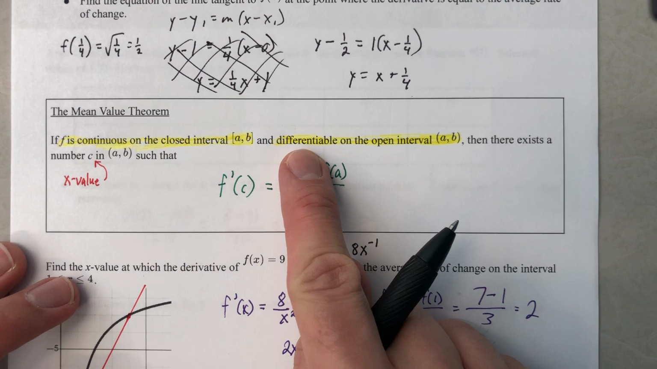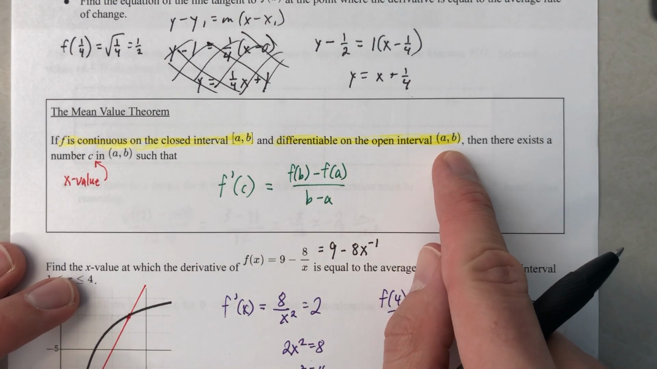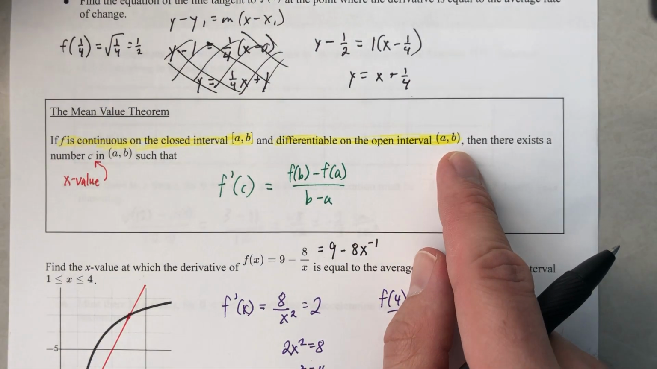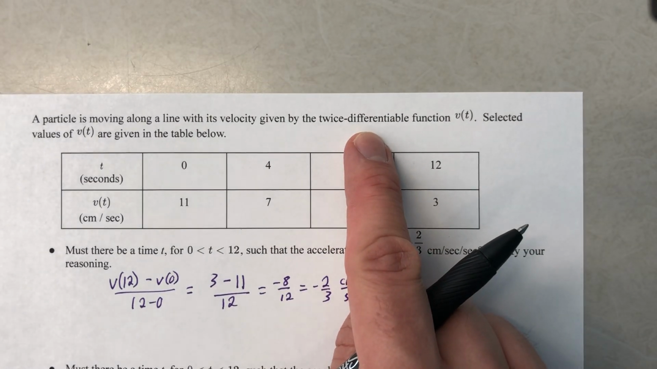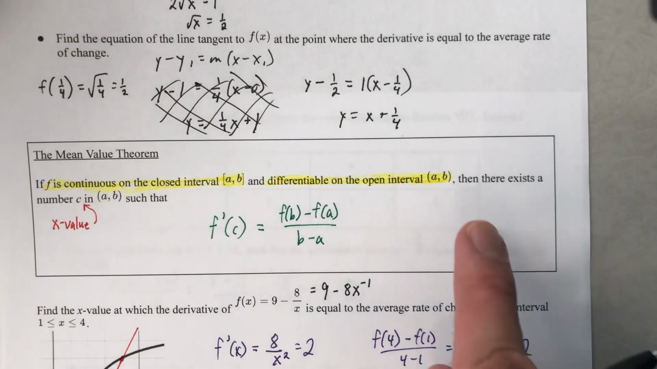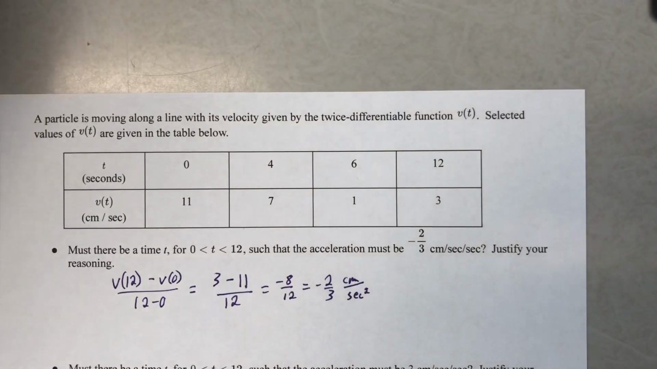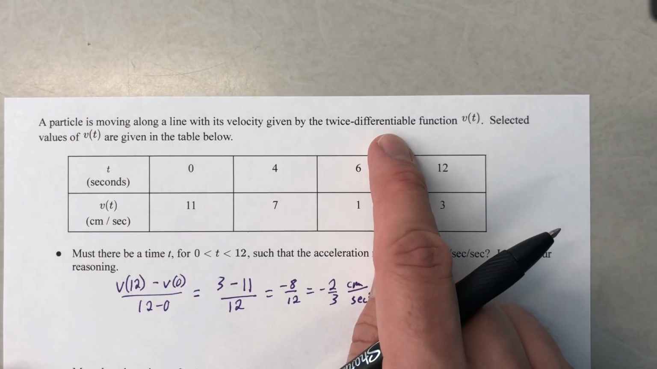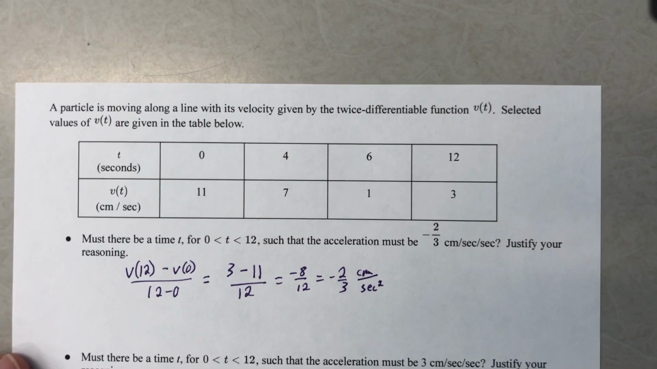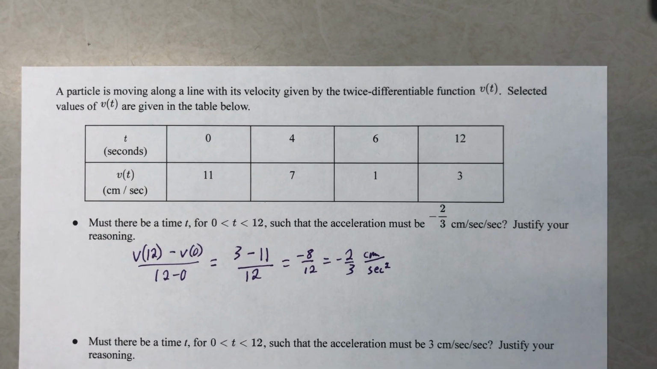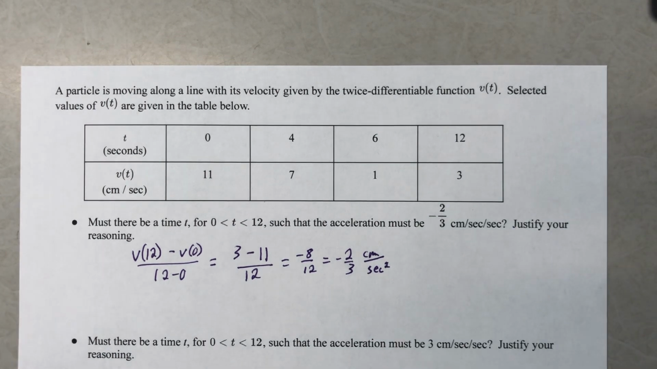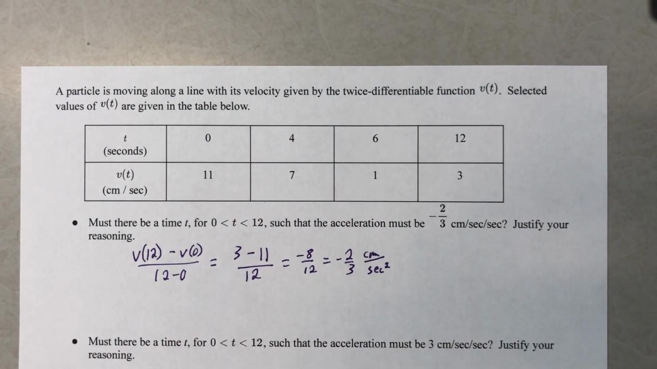Let's start here. Is the function differentiable on the open interval from a to b? Yes. They said it was differentiable twice. Is the function continuous? Yes, it is, because it's differentiable. Is it continuous on a closed interval? Yes, it is. Velocity is going to be continuous on a closed interval. Okay, it is, trust me. So because we have met the conditions, we will go ahead and write a little explanation.